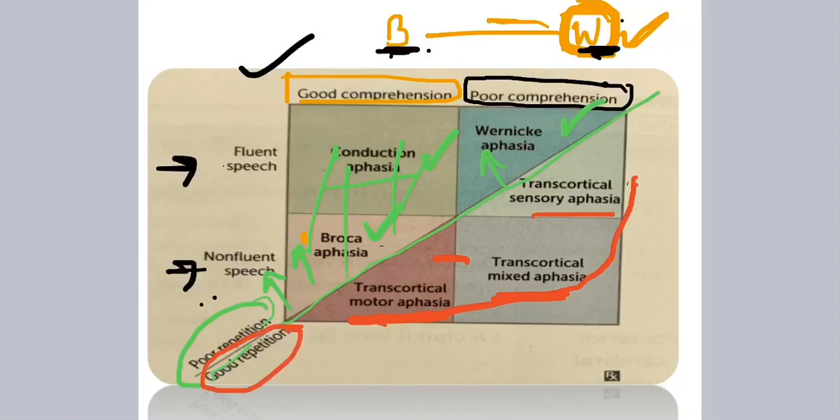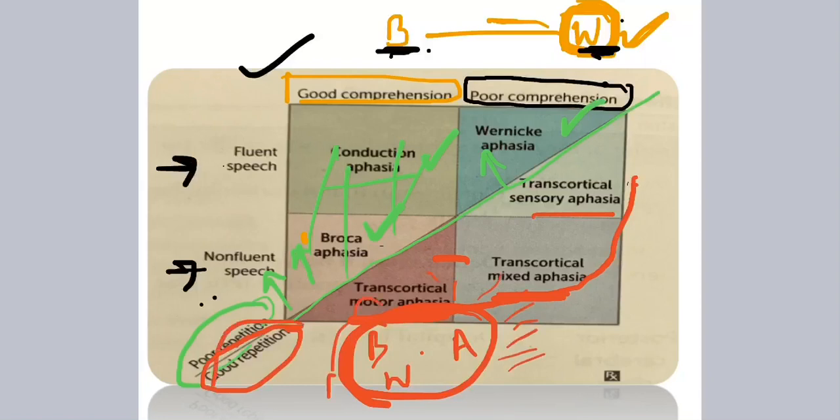Why? Because in all these three, Broca's area, Wernicke's area and arcuate fasciculus are all working perfectly fine, but the surrounding part is lesioned, right? Then the repetition won't get affected. This faculty is working normally. So that is all regarding these.